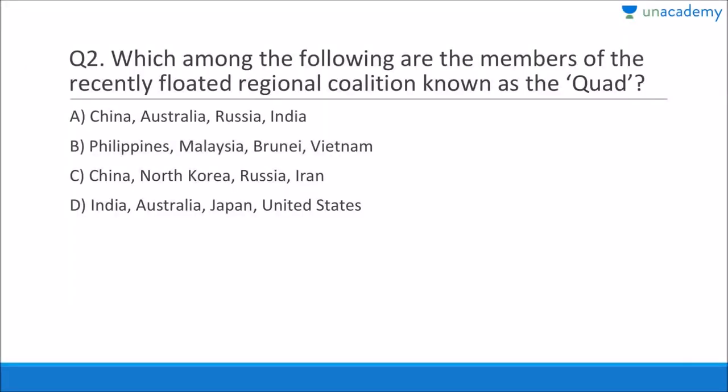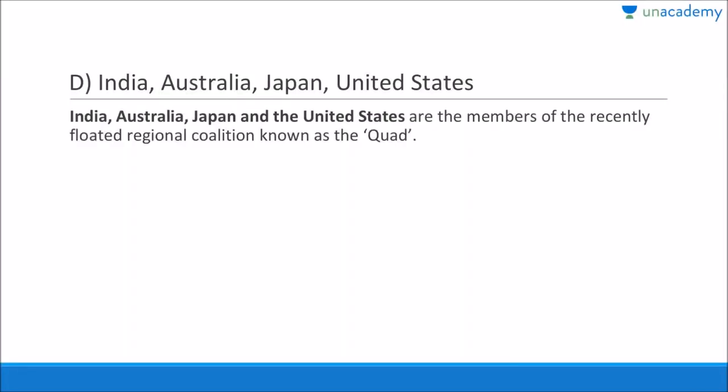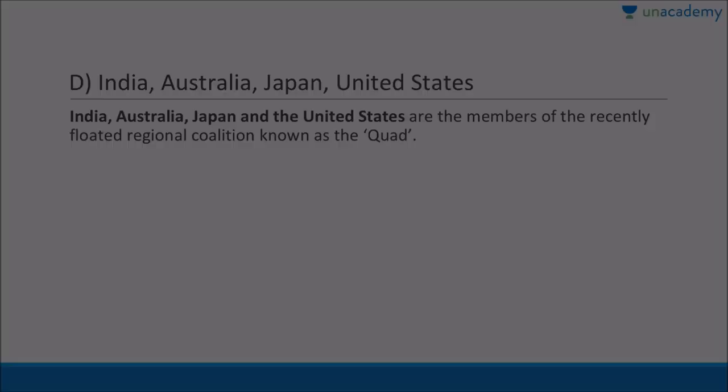Question number 2, which among the following are the members of the recently floated regional coalition known as Quad? So answer here is D, India, Australia, Japan and USA. So these are the members of the recently floated regional coalition known as Quad. Okay, Quad means 4, India, Australia, Japan and USA, very big powers.